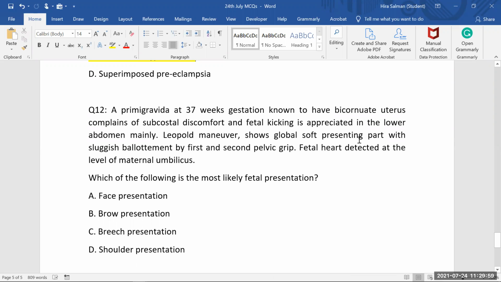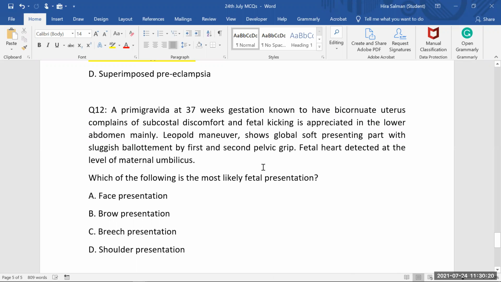It's very hard. When it says global soft presenting part, think about the butts of the baby, because that's a very big portion and it's very soft, and sluggish ballottement can be elicited by the first and second pelvic grip. You can easily rotate the butts between your two hands on lateral palpation. So fetal heart is detected at the level of the umbilical cord. Of course, above you can see the fetal heart rate.